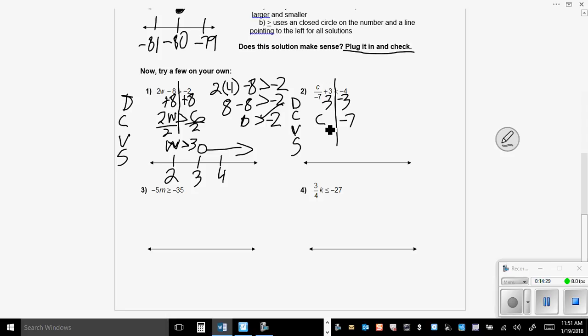Now you have C over -7. To get rid of that -7, we have to do the opposite. We are currently dividing, so we'll multiply each side by -7. -7 here, and then we'll get C is equal to 49. C is equal to 49.